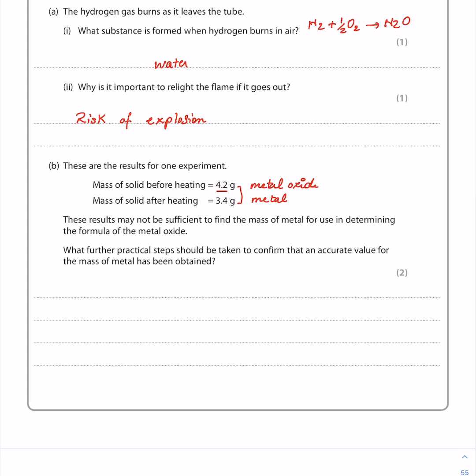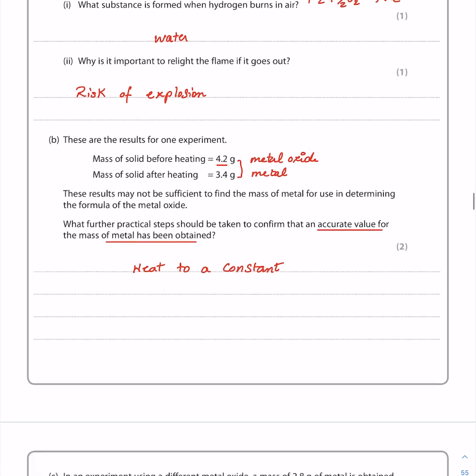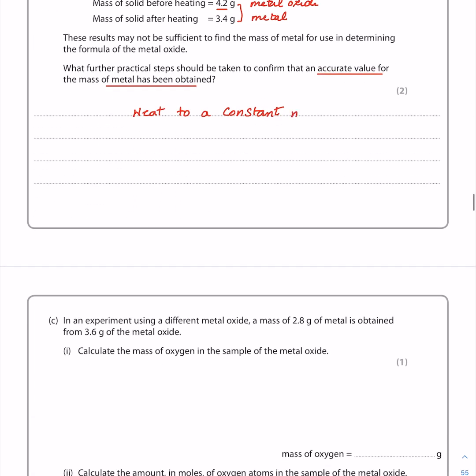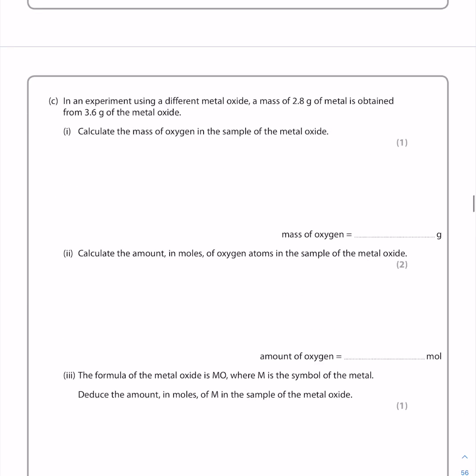What further practical steps should be taken to confirm that an accurate value for the mass of metal has been obtained? Heat to a constant mass, to be sure that all the metal oxide is reduced, meaning the oxygen is removed. Heat to a constant mass.